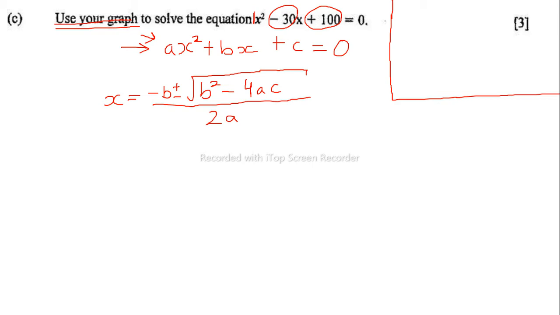Which formula are we using, the one on the top or the one on the bottom? Both. You can't use one without the other. They are connected. The top one tells you what a, b, and c are, and the bottom one tells you what to do with them. So for example, a is going to be the number in front of x squared. So for us, the number in front of x squared is what?